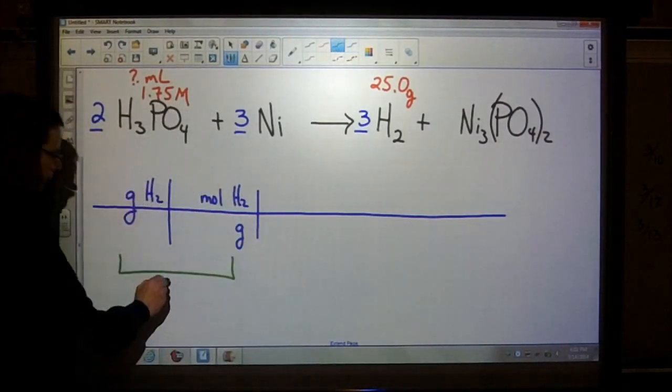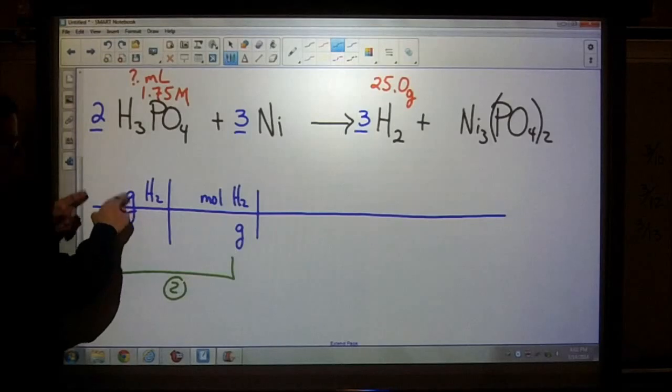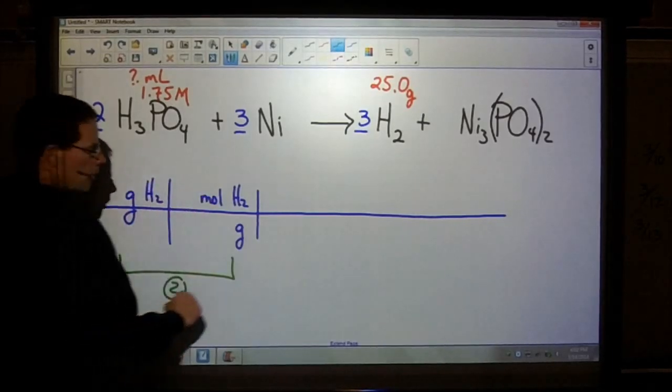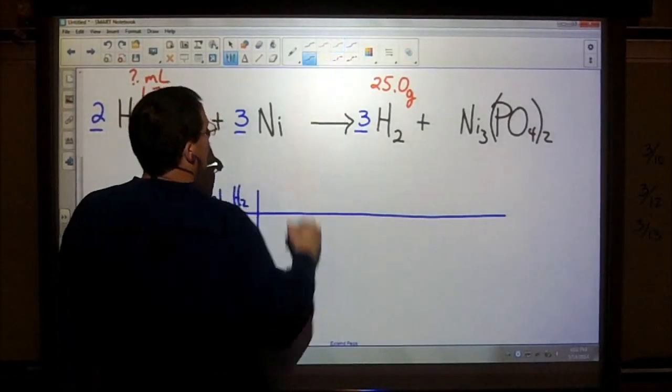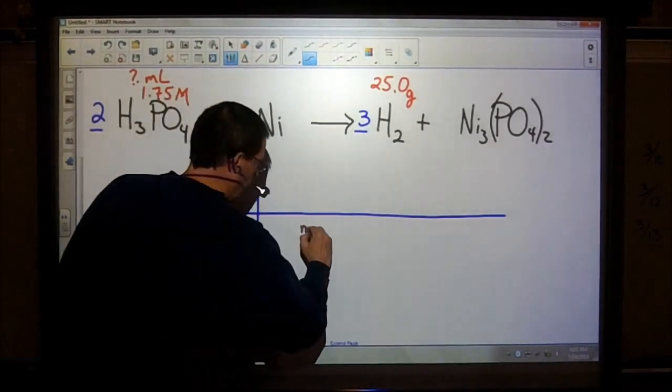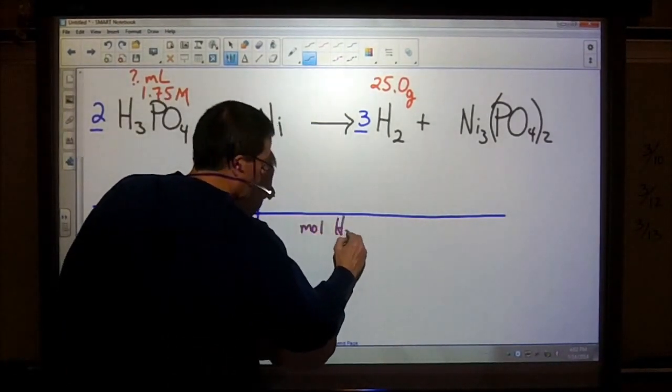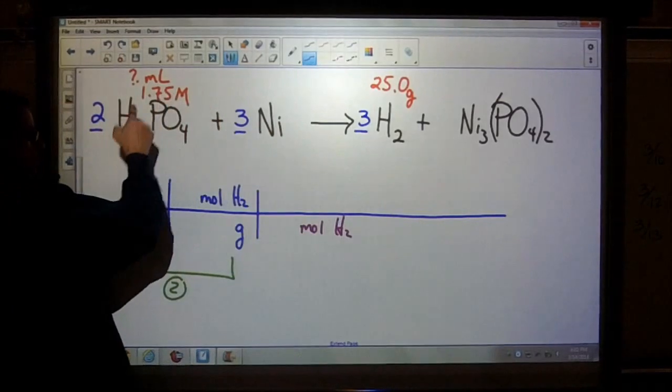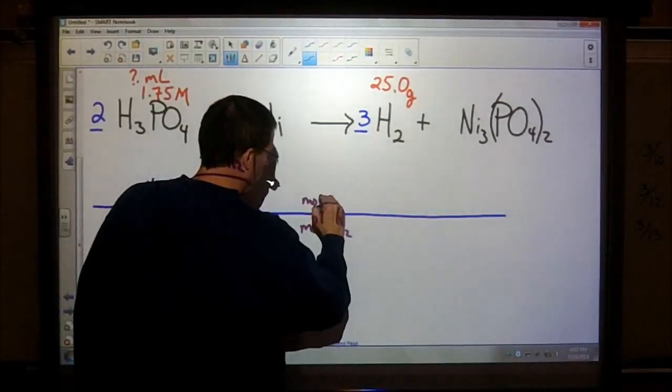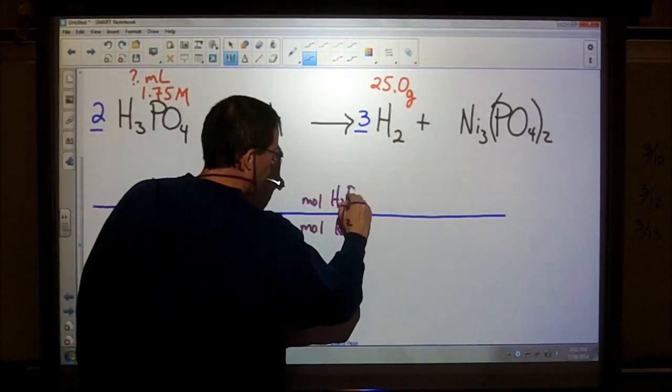So this is all step 2. Step 1, write a balanced equation. Step 2, change what was given into moles. Step 3, we're going to get rid of our unit moles of hydrogen and go to moles of phosphoric acid. Very good. We'll put our moles of H3PO4 right there.